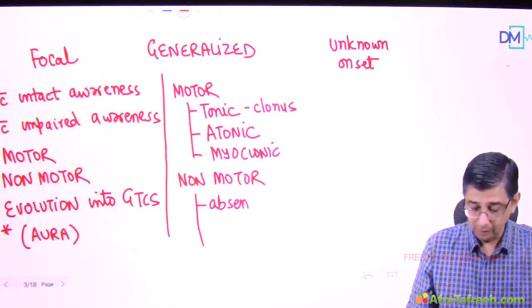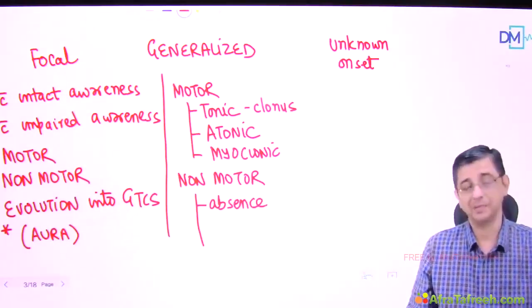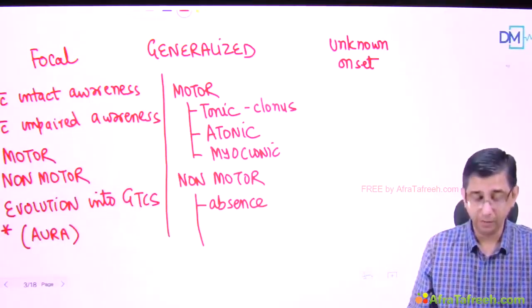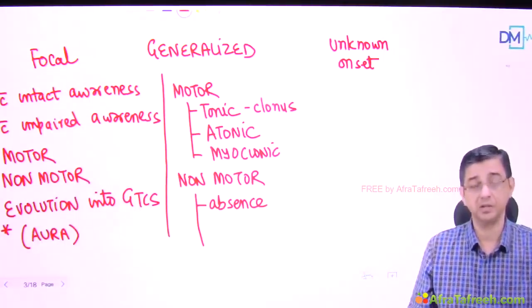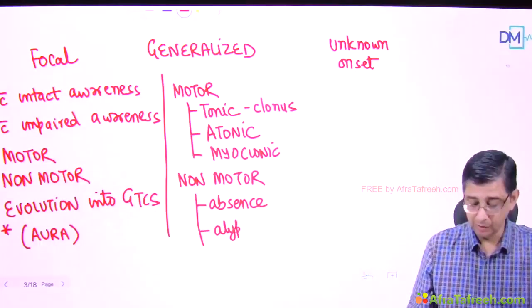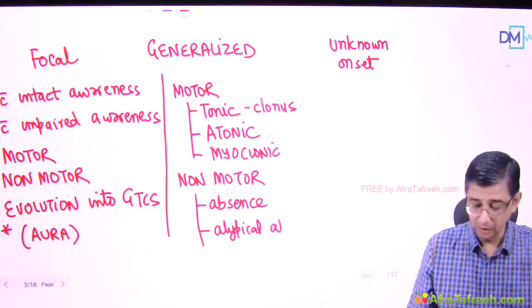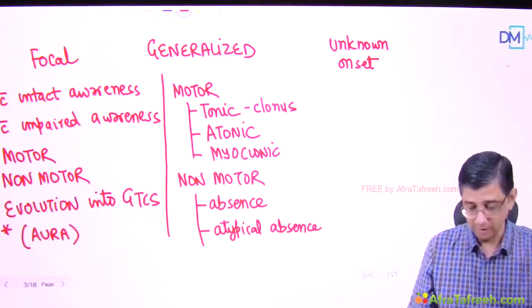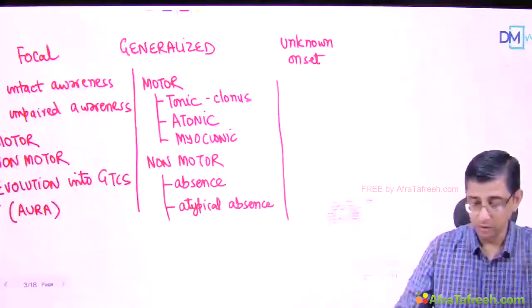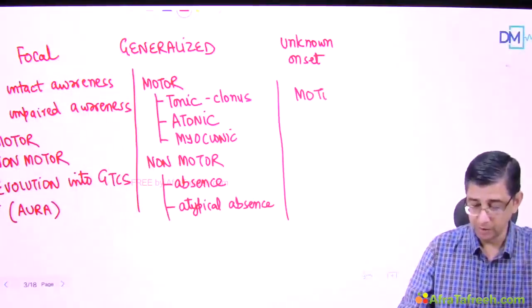I will explain non-motor especially from a pediatrics perspective, because absence seizures are commonly found in children between 4 to 10 years of age, who would be having vacant staring spells. These children would be called daydreamers. Then we can have an atypical absence seizure also. We will have to learn the EEG difference between absence and atypical absence, and as we progress in the discussion I'll explain that to you. For unknown onset, again you could be having motor manifestations, you could be having non-motor manifestations.